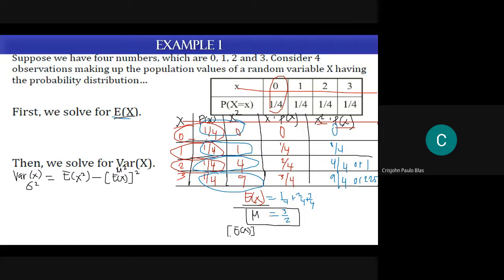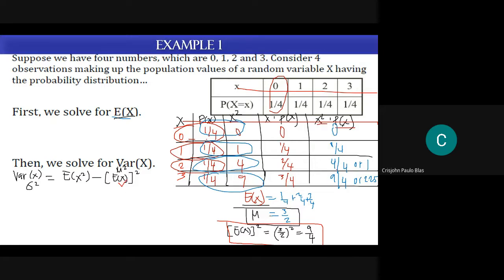The square of E of x, that is 3 halves squared. The answer for here is 9/4. Tama ba ako? 9/4. So, box natin to. Gamit tayo ng ibang kulay para mas ma-highlight. Ayan. So, check na natin to kasi okay na, di ba?